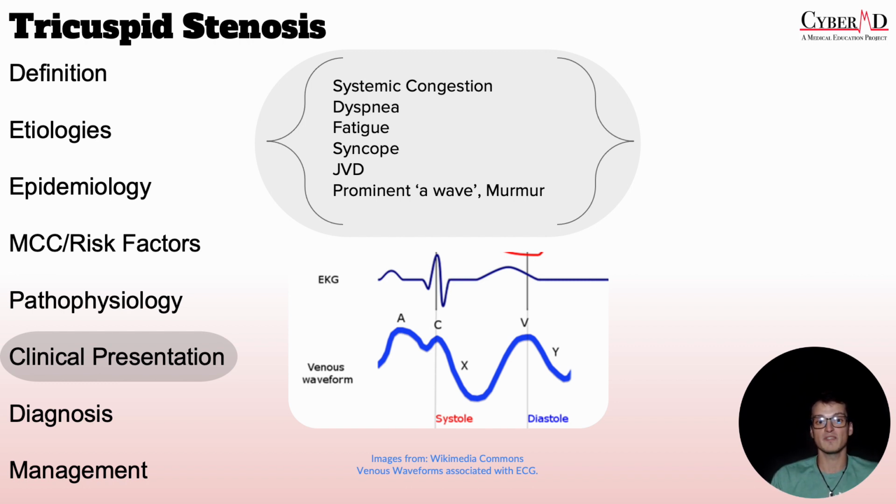You can also potentially hear a mid-diastolic rumble, sometimes after a distinct opening snap. That would be audible at the fourth intercostal space on the patient's left side. However, that may be hard to discern in this pathology because, again, it often coexists with mitral valve disease.